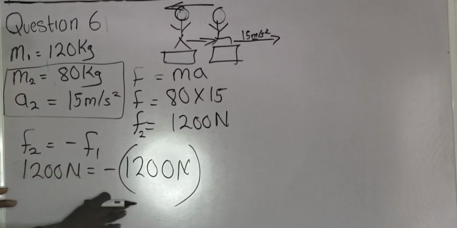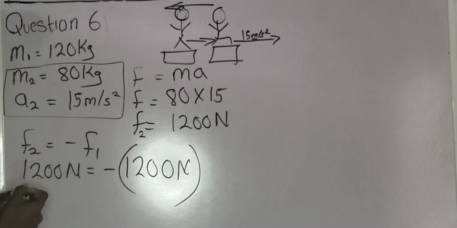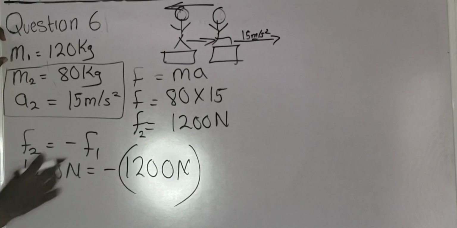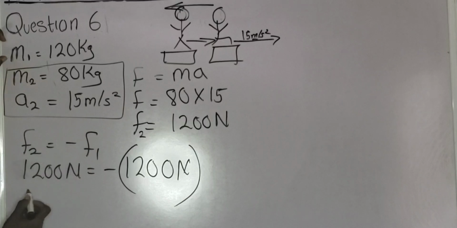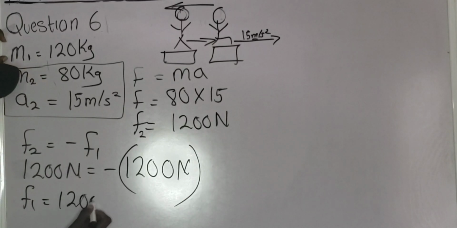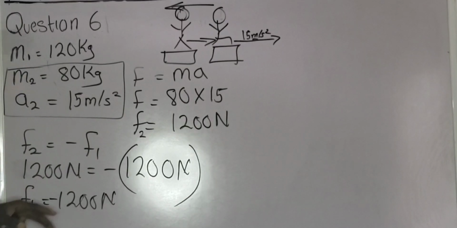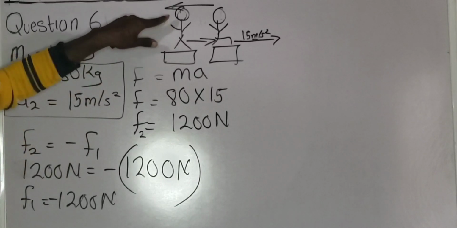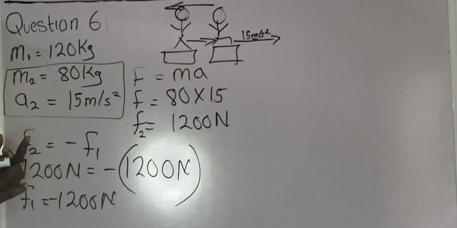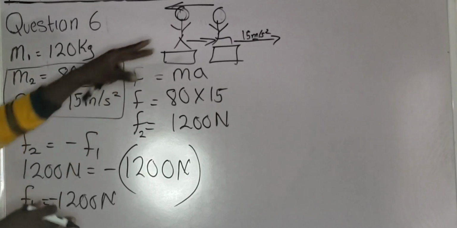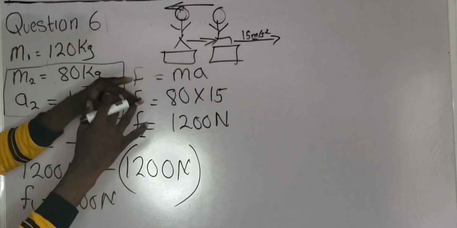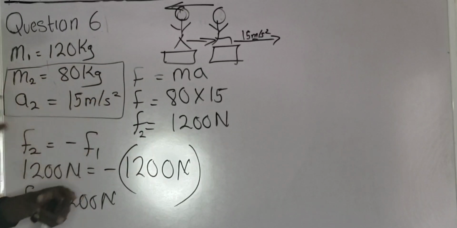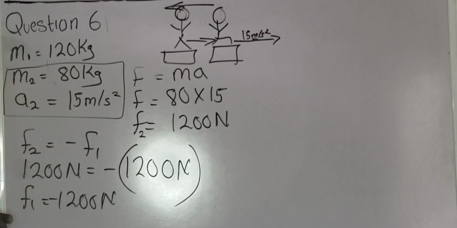Because this is true according to Newton's third law of motion. So the force of the first skater is what? 1200 Newton. Negative 1200 Newton, because I put negative here since it is in the opposite direction. Please note that the reason the negative is here is that the same skater experiences a force that is the same but opposite to the direction of the applied force. Do you understand? So that is why we have negative 1200 Newton.